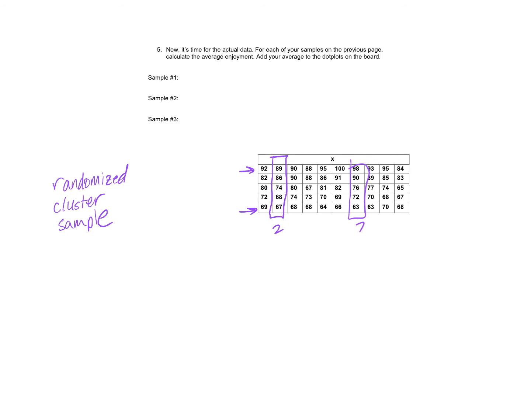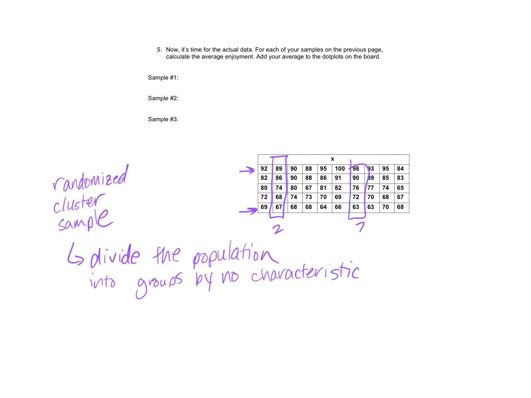Okay? So here's what makes a randomized cluster sample. For a cluster sample, we also divide the population into groups. Those groups are not based on any characteristic. There's no reason for how I divide them up. And then I randomly select an entire group. So, for example, I divided it up into 10 columns, and then I randomly selected an entire column. Okay?